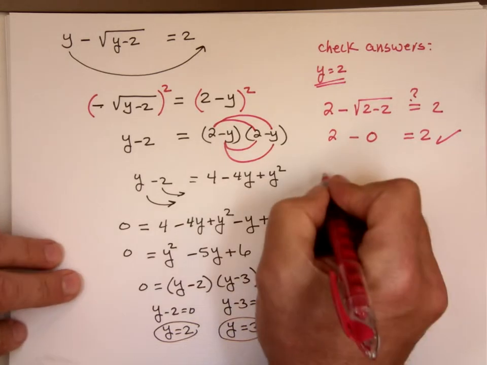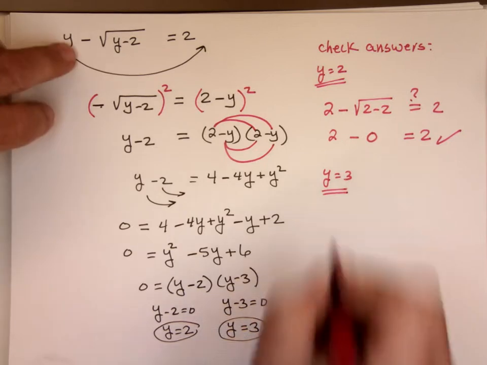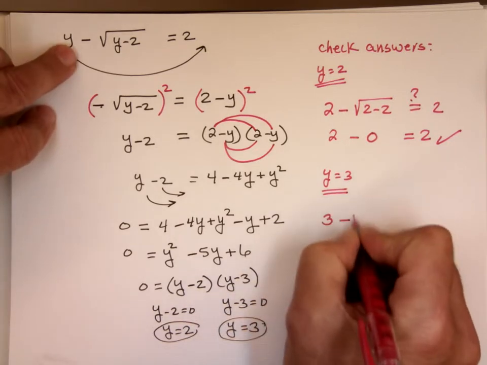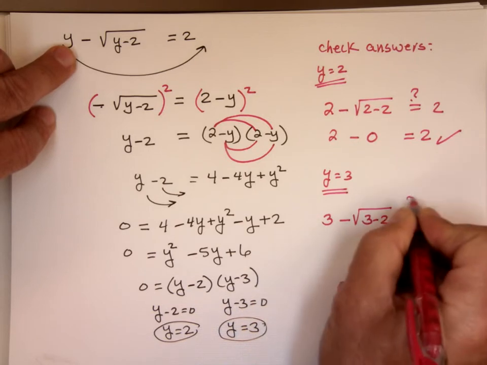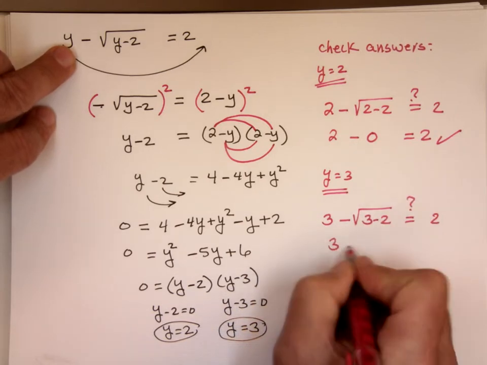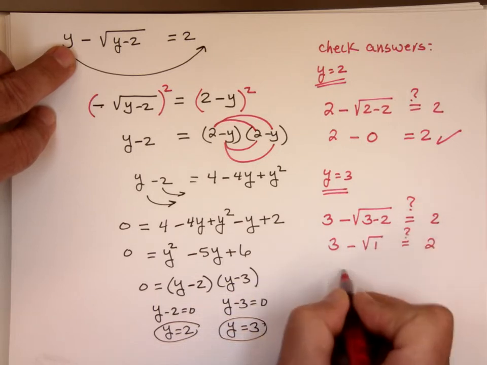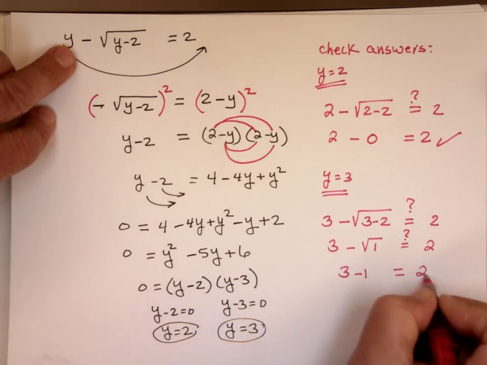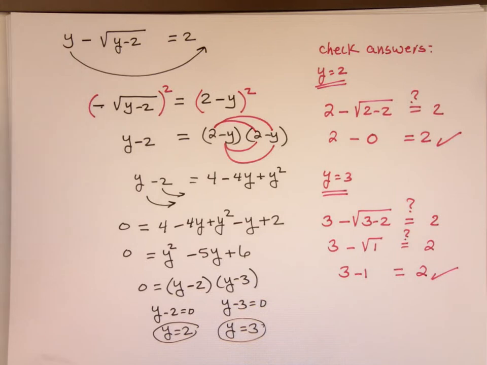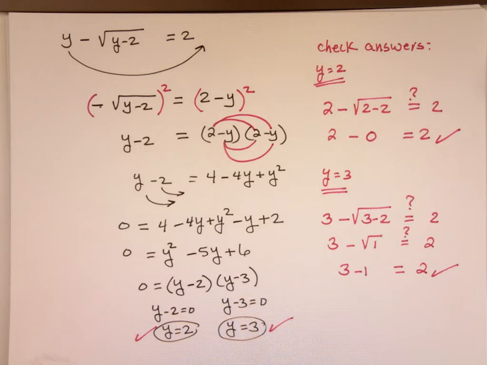Let's check the 3 now. Is 3 minus the square root of 3 minus 2 equal to 2? That's the square root of 1. And the square root of 1 happens to be 1. Is 3 minus 1 equal to 2? Yes, it is. So both answers are good. 2 and 3 are both good answers.